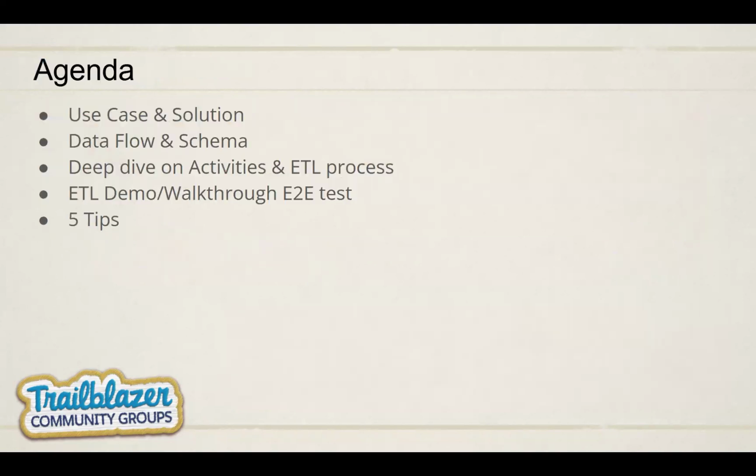Let's talk about what we're going to be going over today. So we're going to set up our use case of why we would want to use an ETL solution in Automation Studio. We're going to go over the data flow and schema. Then we're going to deep dive into those activities and the ETL process overall with an end-to-end demo walkthrough in Marketing Cloud, and finish up with 5 tips.